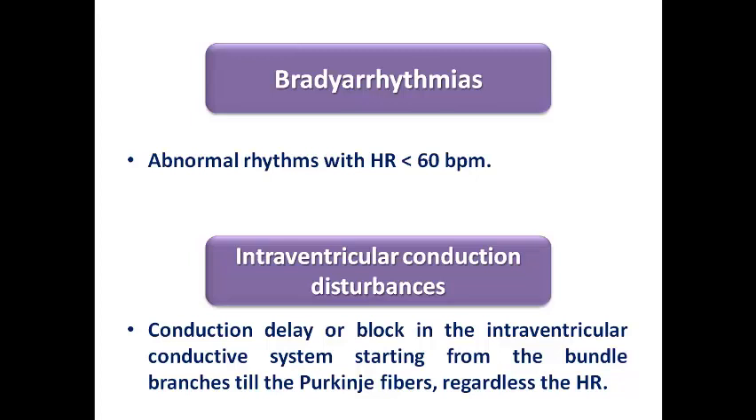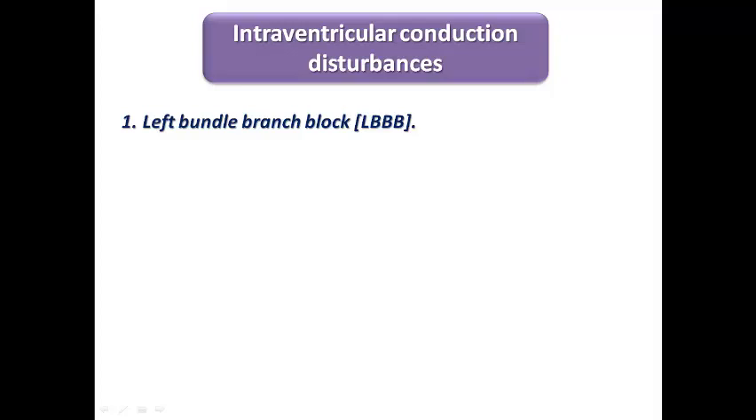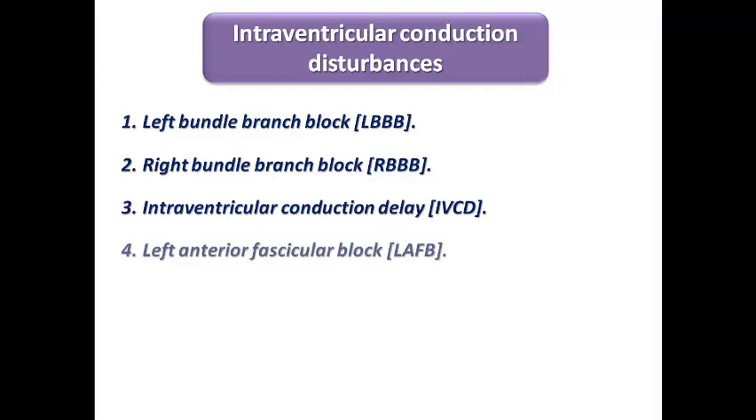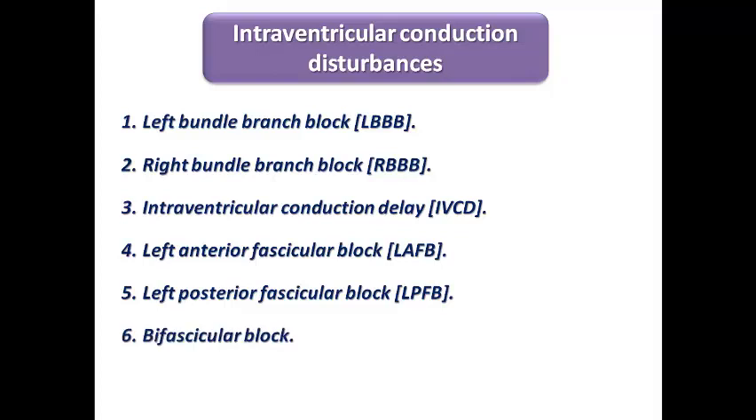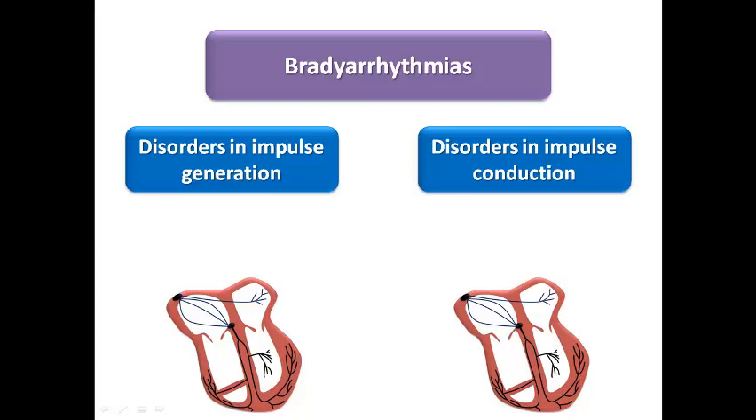So presence of intraventricular conduction disturbance, like which we discussed before in two lectures, like left bundle branch block, right bundle branch block, left anterior fascicular block or left posterior fascicular block, doesn't mean that the heart rate should be bradycardic. No, it is different. So these two terminologies are different from each other. So intraventricular conduction disturbances include left bundle branch block, right bundle branch block, intraventricular conduction delay, left anterior fascicular block, left posterior fascicular block, bifascicular and trifascicular block. Let's deal today with the bradyarrhythmia because this is what we are paying attention to today.